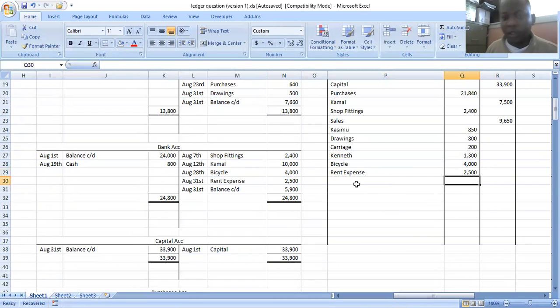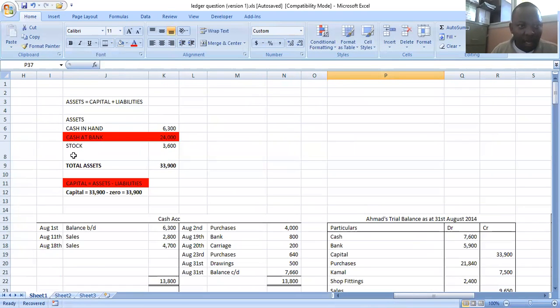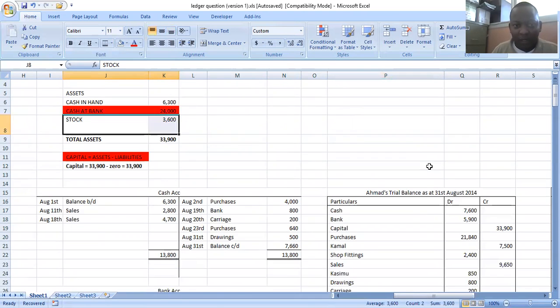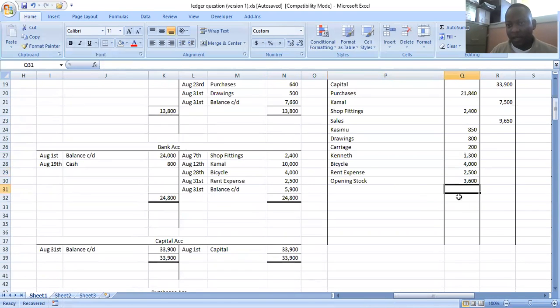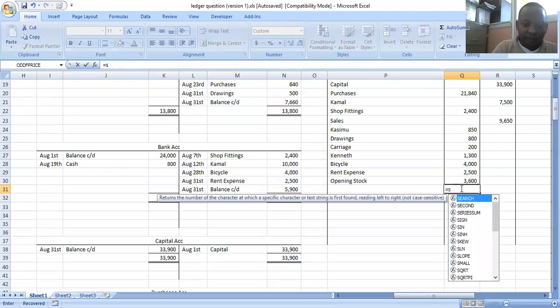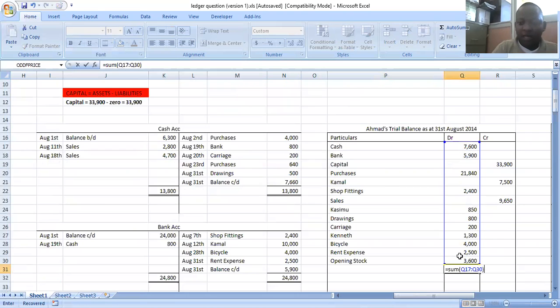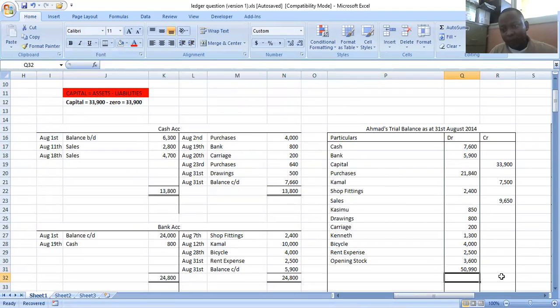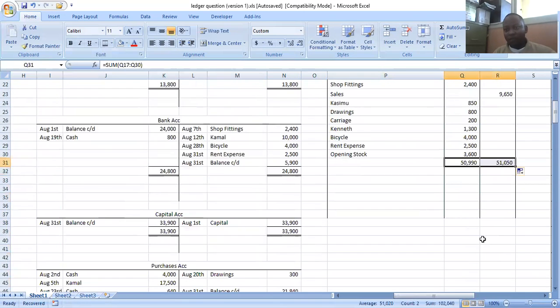Then the last item before we forget is stock, the opening stock. It needs to be there in the trial balance, and the opening stock at the beginning was 3,600. Then you get the total of the two sides, the sum of all these. On the debit side, the total is 50,990, and on the credit side it is 51,050.